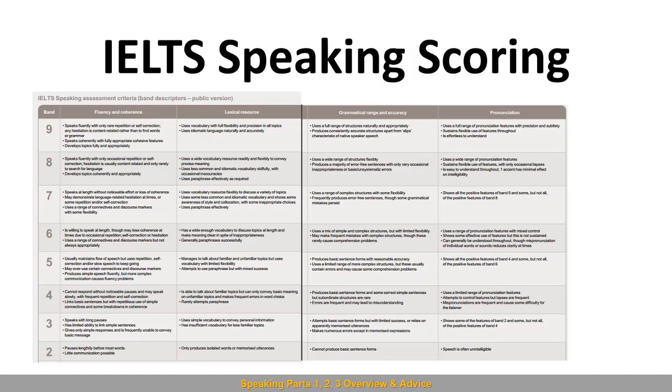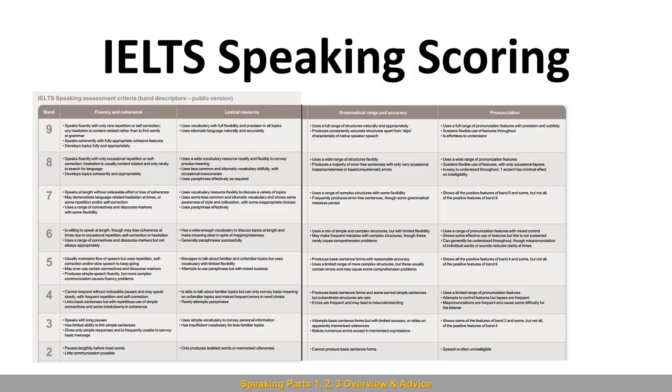Okay. Next we have vocabulary or lexical resource. Are you using a range of vocabulary and are you using collocations, or words that go together, in the correct way? Do you paraphrase or summarize correctly, etc.? Things related to your vocabulary. After that is grammatical range and accuracy. Are you using a variety of sentence structures and is your grammar correct?